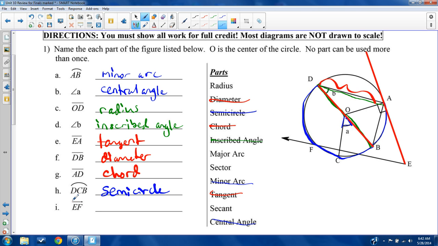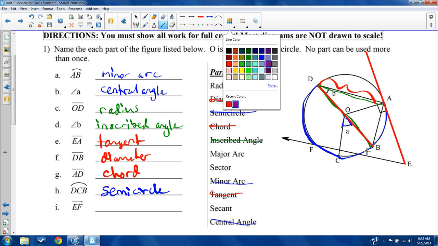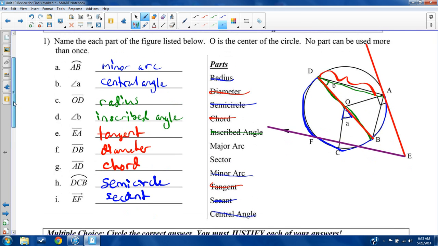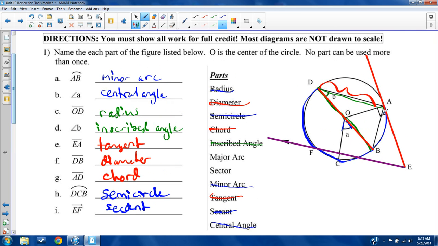And finally, ray EF. EF continues to go through. It hits the circle once, twice, and goes all the way through. That is called a secant line. Here it's just secant. Okay. Sector, major arc, and radius. No, let's see, radius was used. Radius is right there. Sector and major arc were not used in this instance. An example of a major arc would be DAC, all the way around like that. An example of a sector would be something like this, a portion of the circle.